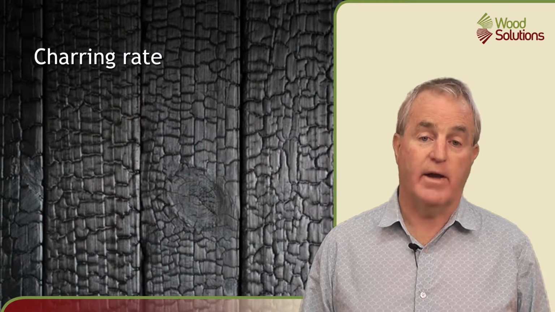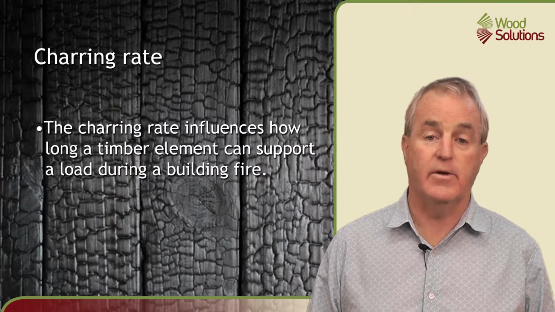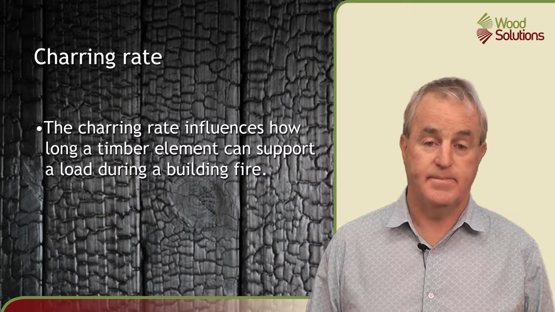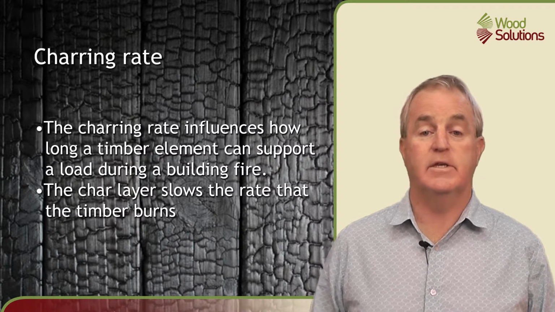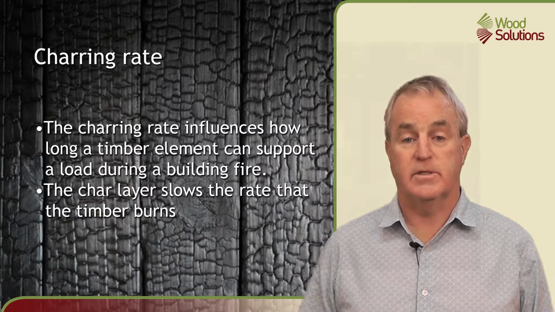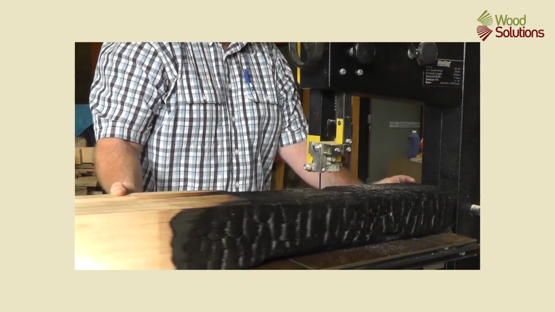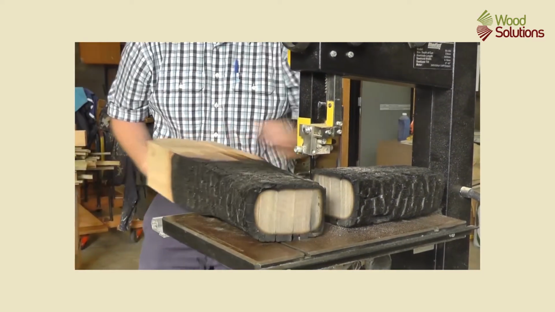Timber's charring rate influences how long a timber element will continue to support a design load during a building fire. The char layer that develops on the outside of the timber element in a fire slows the rate that timber burns. This is useful in the design of timber elements that have to have a required level of fire resistance.